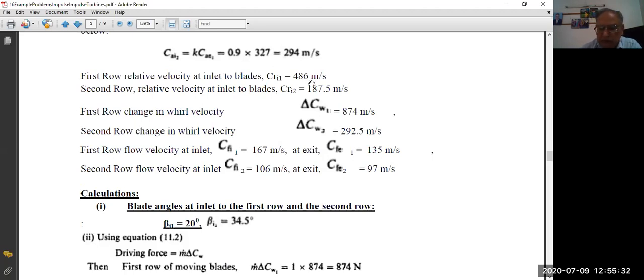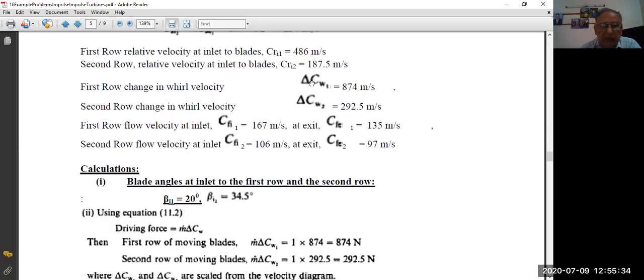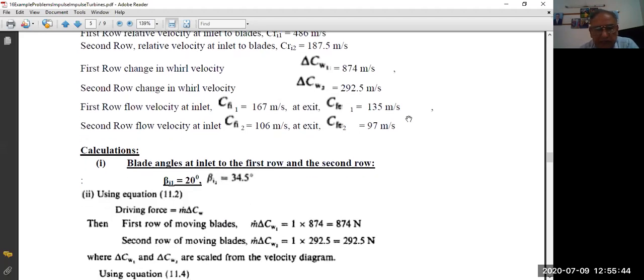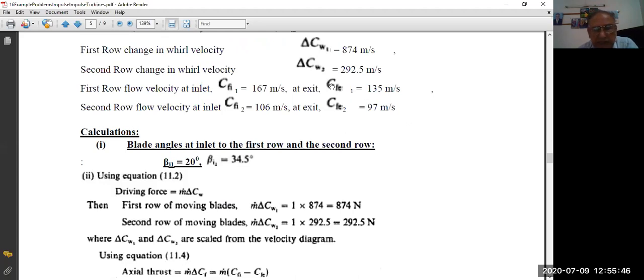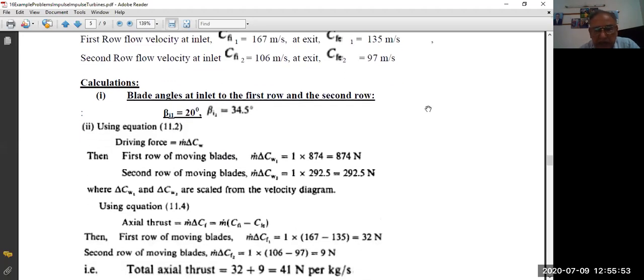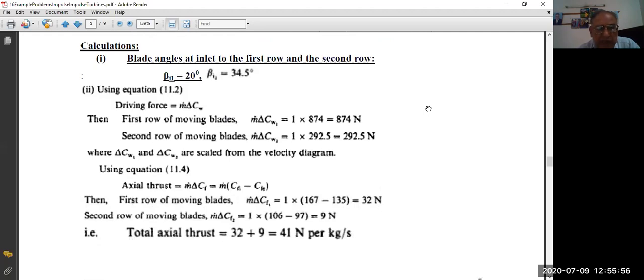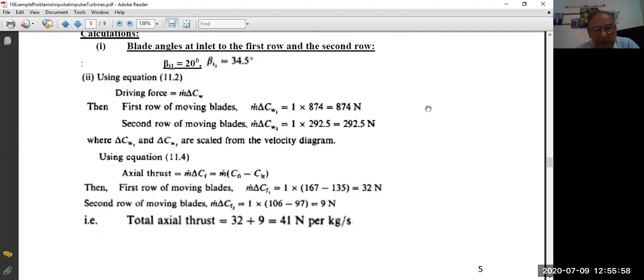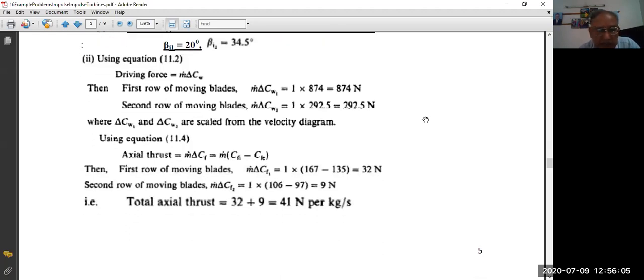So now you know velocity entering to the second row of the moving blades, and the first row data, and the second row data has come to you with the help of these velocity triangles to the scale. And from first row we get velocity CF, axial component also at inlet and outlet, and second row inlet and outlet axial component velocity CF. Now calculations are done here. Beta I1 is equal to 20, beta I2 is equal to 34 from the scale. We have done already the triangle.